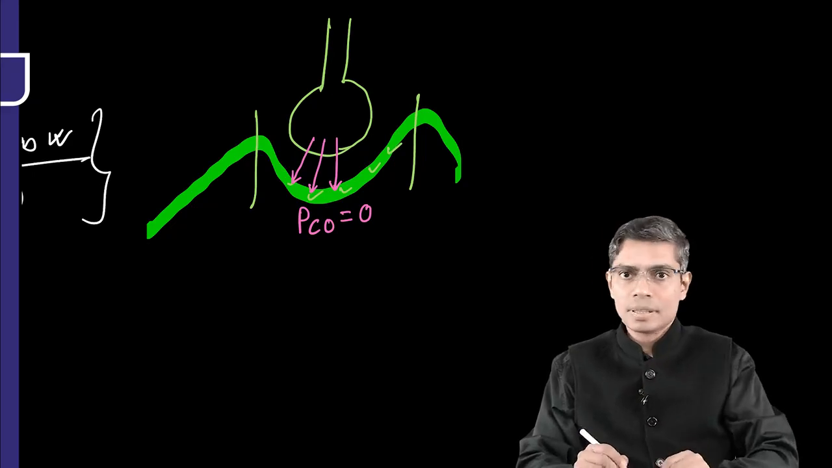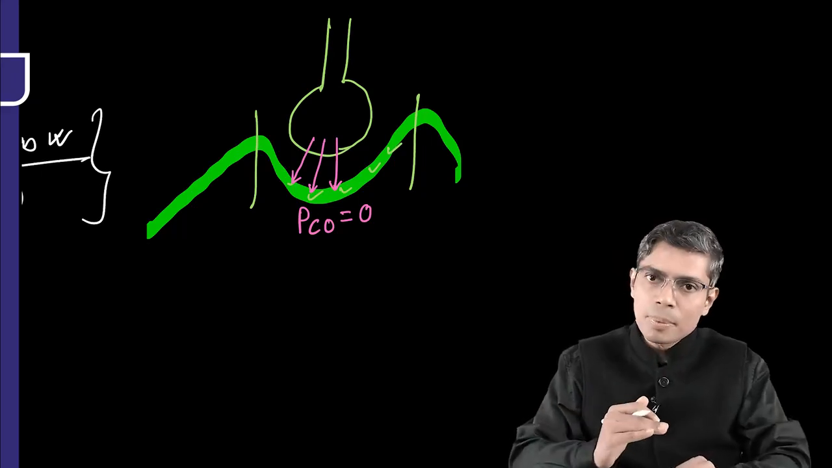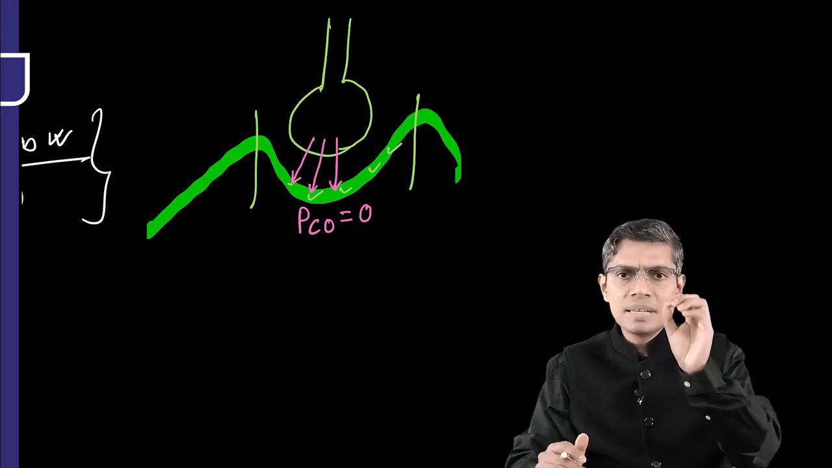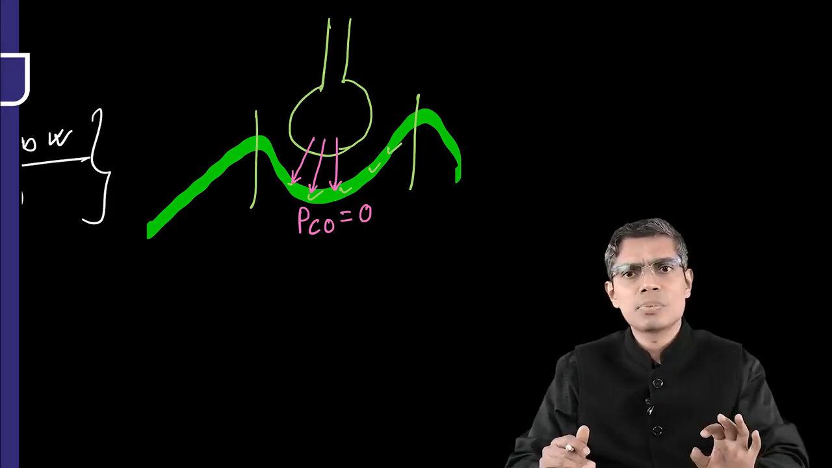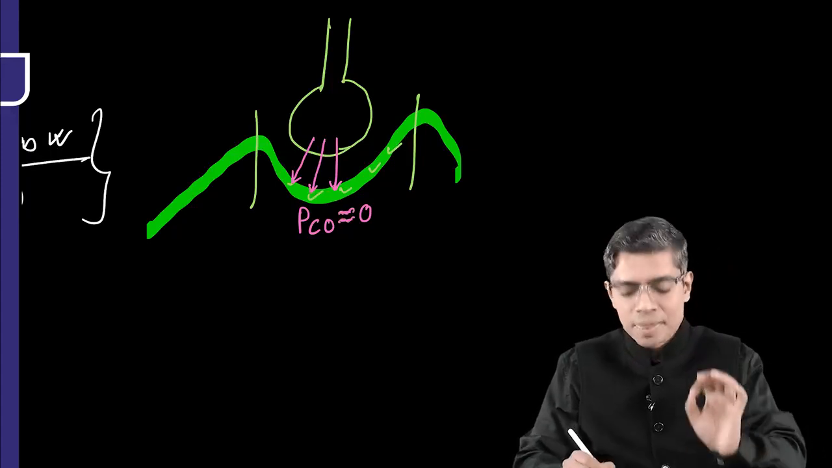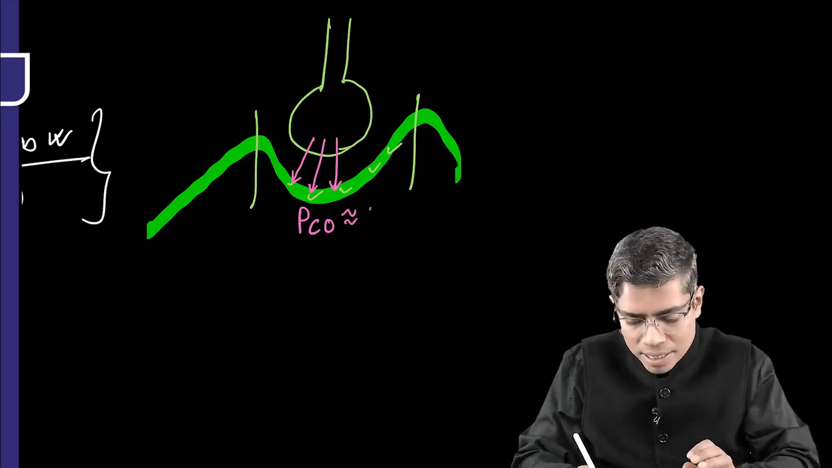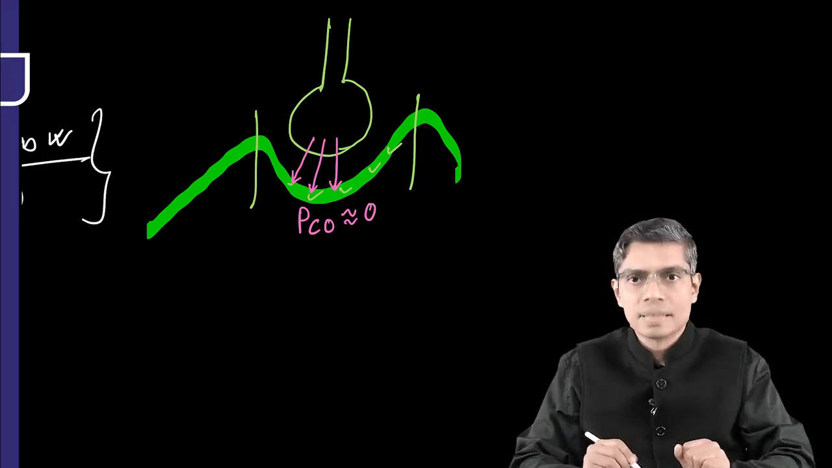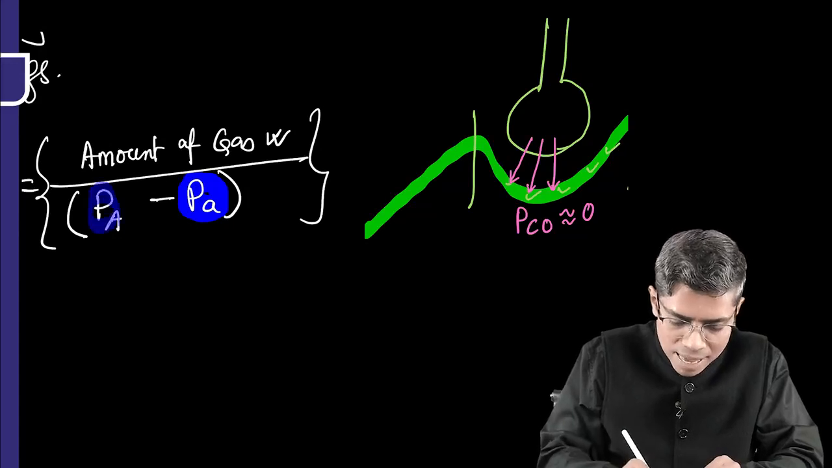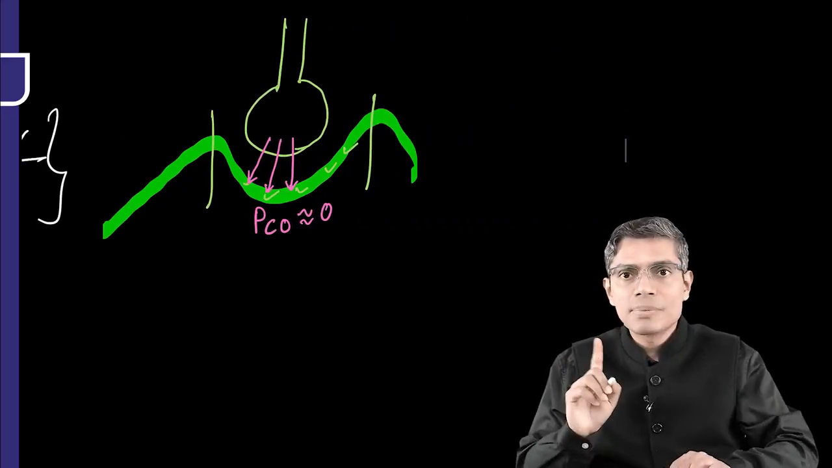Just now I told you that if there is a huge amount of carbon monoxide diffusion, then the partial pressure of carbon monoxide will rise a little bit. But if I give a very small percentage of carbon monoxide, then the partial pressure of carbon monoxide at the level of capillary blood, that is the pulmonary capillary blood or the arterial blood, will be near equal to 0.